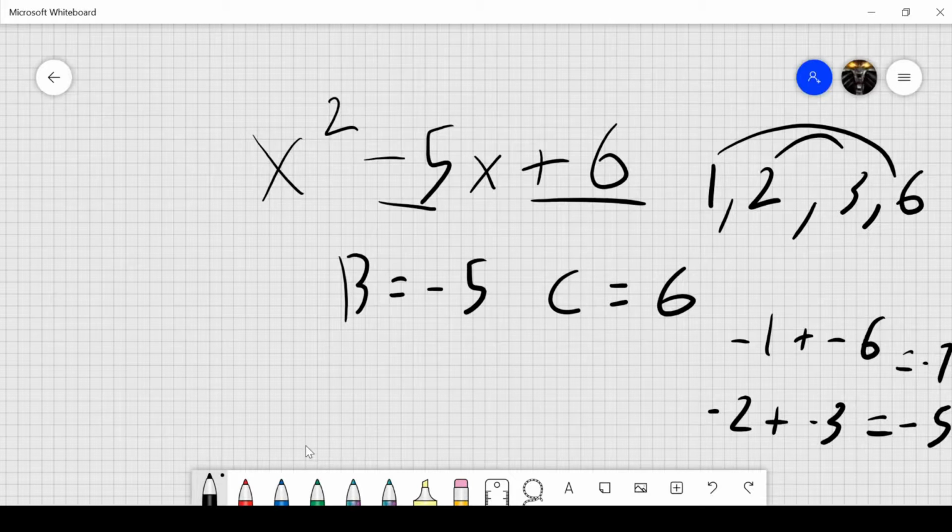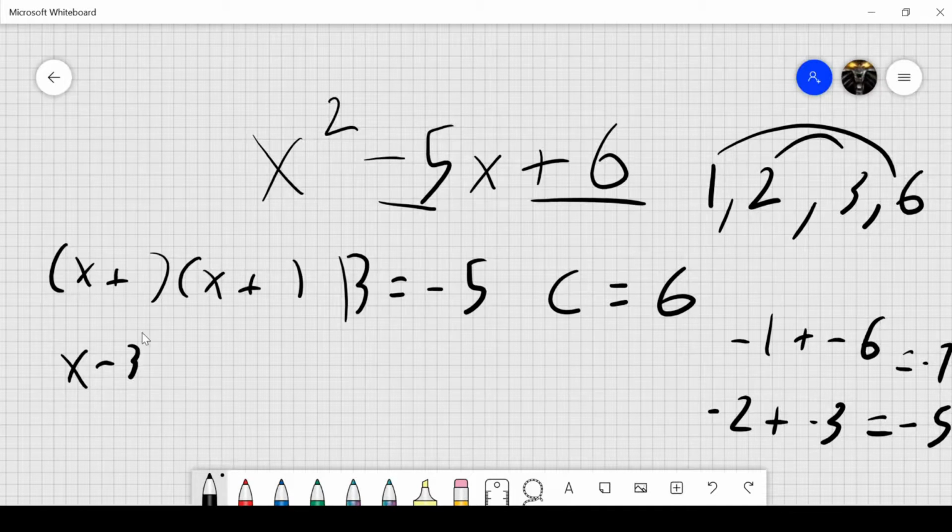How do we express that, though? Well, when we're talking about factoring, we want to put them in those binomials. The standard form is x plus times x plus. The plus is more or less just the sign attached to your factor numbers. In this case, because both of our factors are negative, it's going to be x minus 3 and x minus 2. So that covers the basic, simple things.